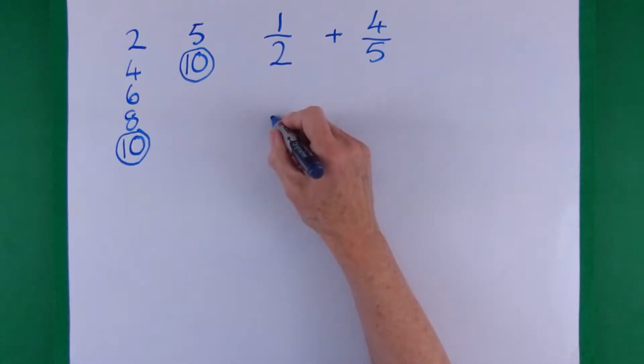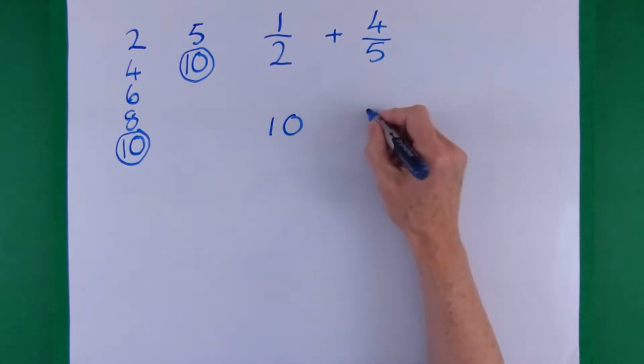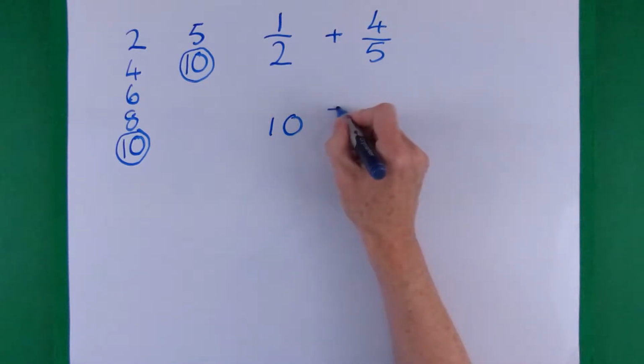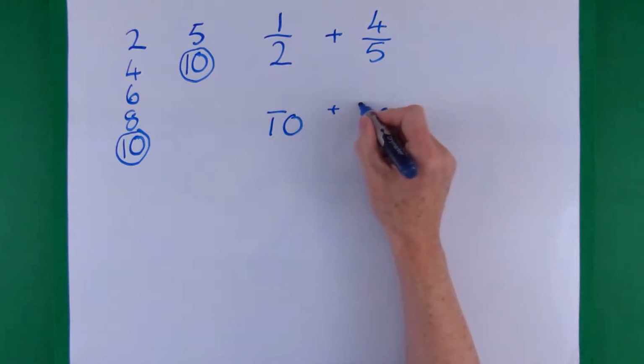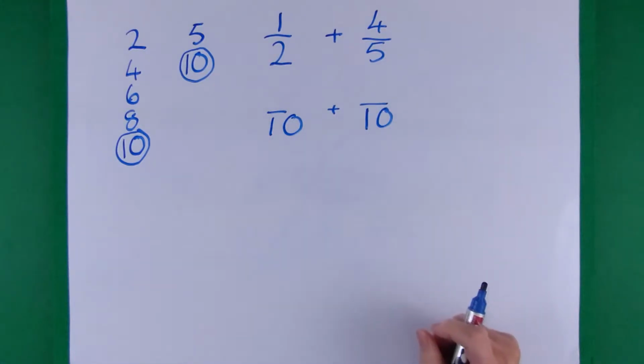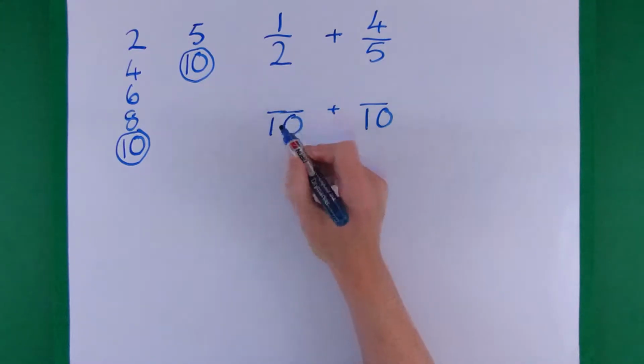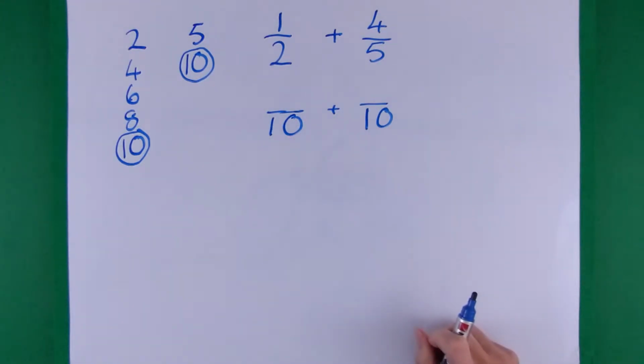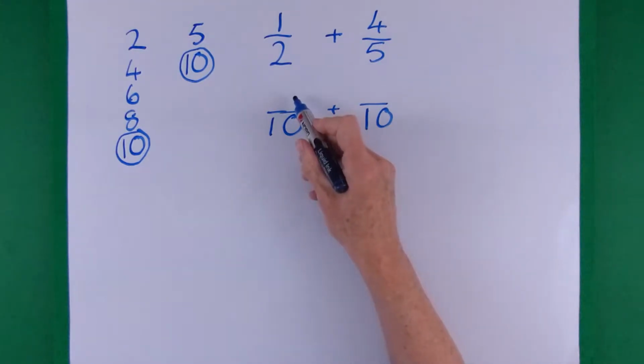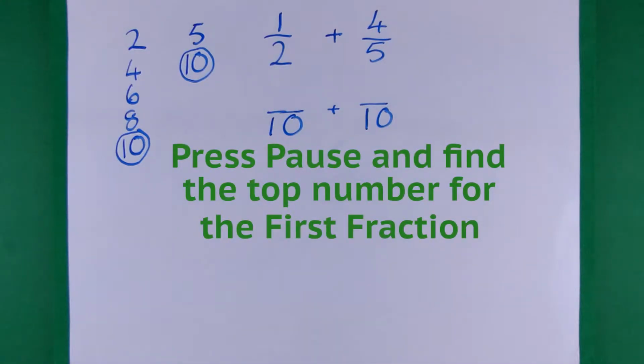Write 10 below both fractions. Now to find the top numbers. Press pause and find the top number for the first fraction.